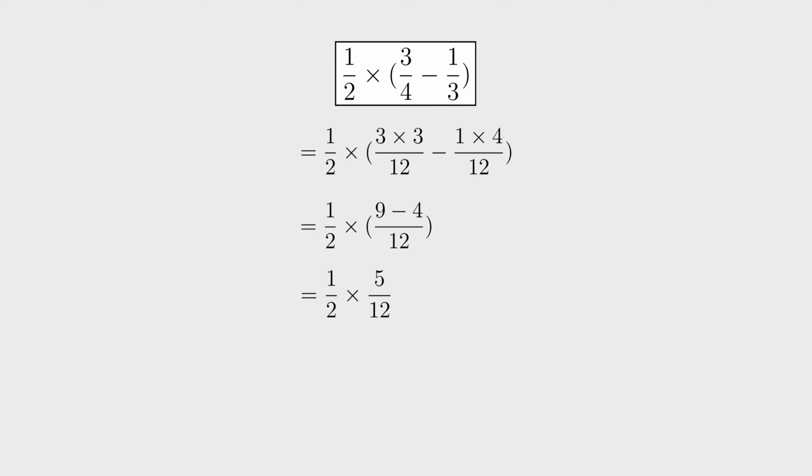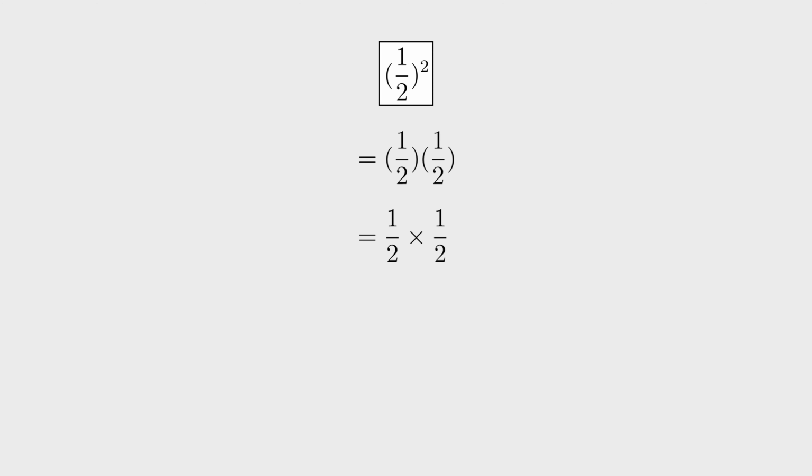Now we need to multiply a half by 5 over 12. Multiply the numerators and the denominators by each other. 1 times 5 is 5, and 2 times 12 is 24. Thus you have 5 over 24. Check if it's in its simplest form, and yes it is, so it's your final answer.